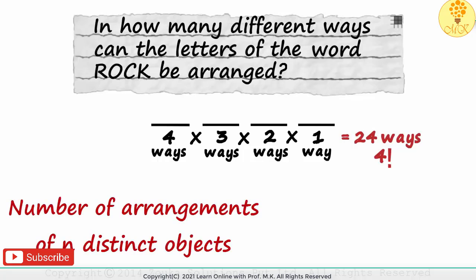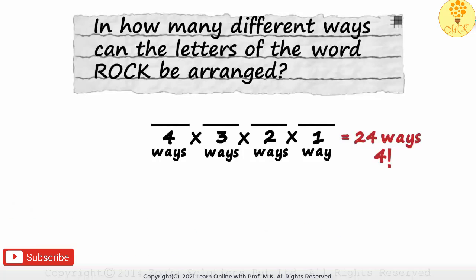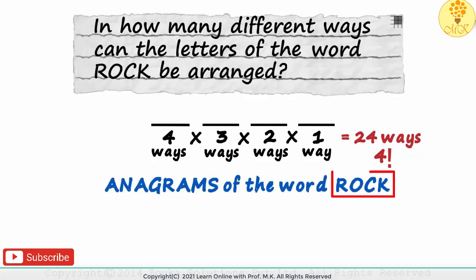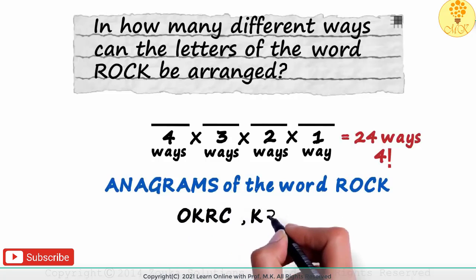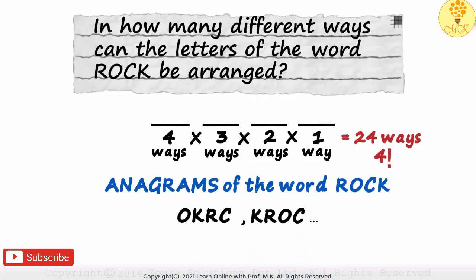The number of arrangements or permutations of n distinct objects is n factorial. Indirectly, this question asked us for the number of anagrams of the word rock. And this includes all the meaningless ones as well, like OKRC, KROC and so on. So this was easy. Now let me ask you a similar question.